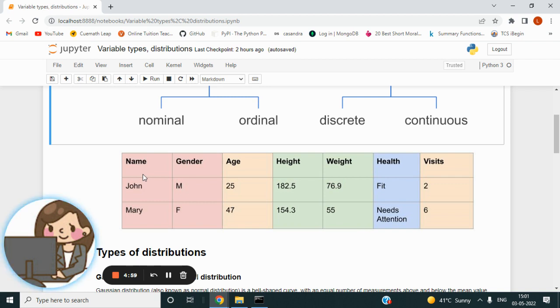It will be nominal, right? Because there is no particular weightage or order. And again, it is not numerical in nature, so it is a nominal variable. Again, same in case of gender, it is a nominal variable, right?